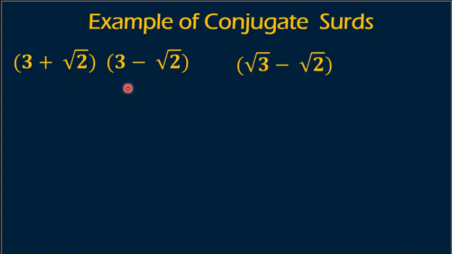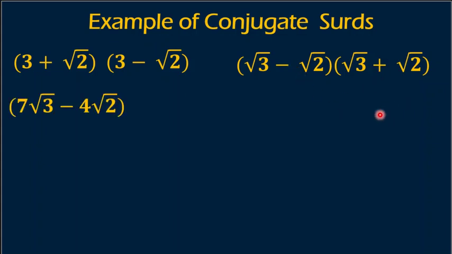How about this one? Root 3 minus root 2. The conjugate will be root 3 plus root 2. So the same expressions, opposite signs. How about this one? 7 root 3 minus 4 root 2. Can we guess? That would be 7 root 3 plus 4 root 2. The same expression, opposite signs.